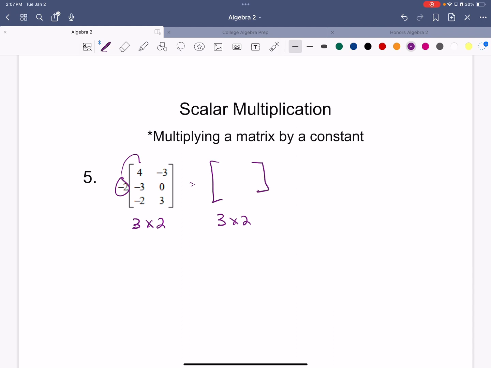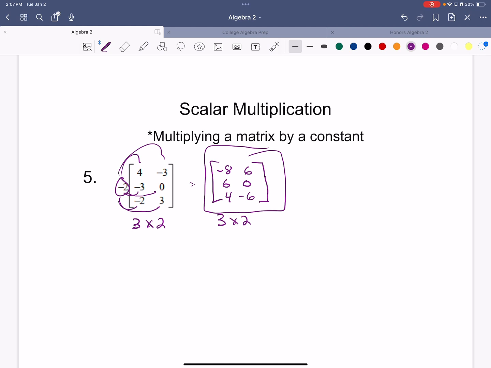Negative 2 times 4 is negative 8. Negative 2 times negative 3 is 6. And I am terrible at drawing these things. Negative 2 times 0 is still 0. Negative 2 times negative 2 is 4. And negative 2 times 3 is still negative 6. So that's my matrix multiplied by a negative 2 as my scalar.